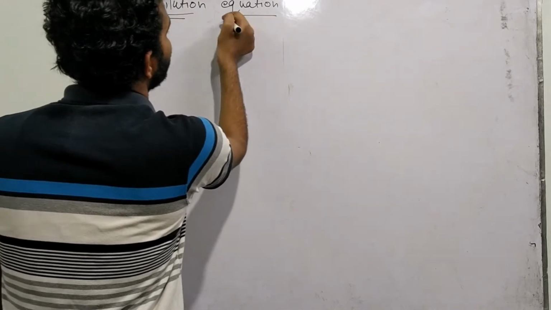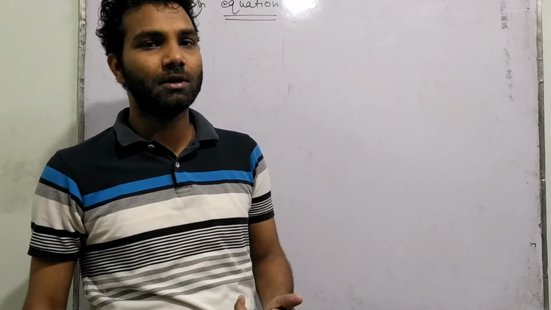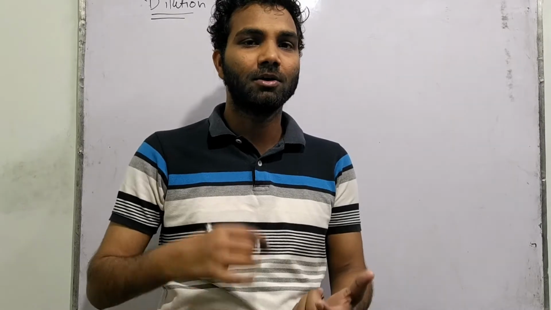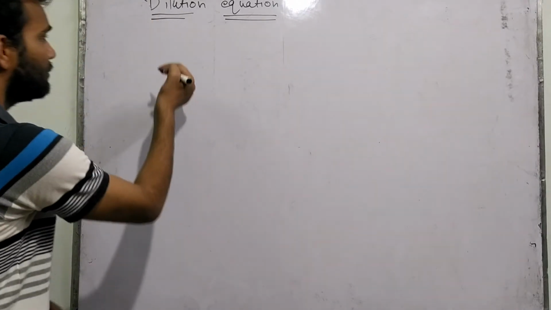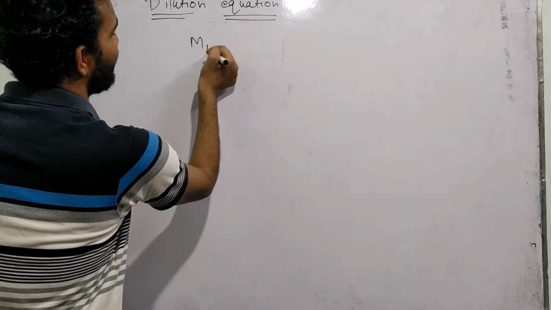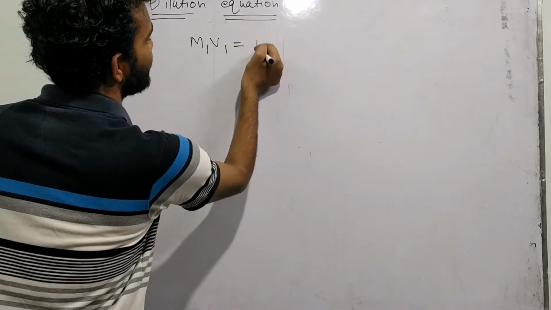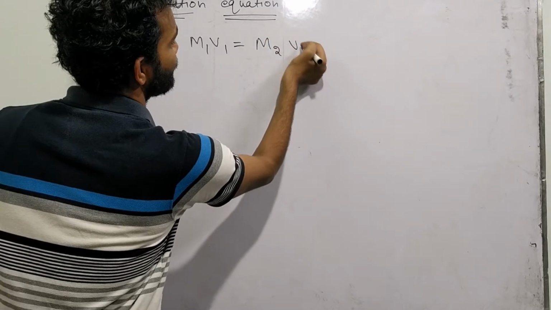Dilution equation basically is used when we have a solution and the solution molarity is known. So if we want to make a solution of new molarity, how much volume do we require to change the initial molarity into the final molarity. Okay, now the dilution equation is M1V1 is equal to M2V2.